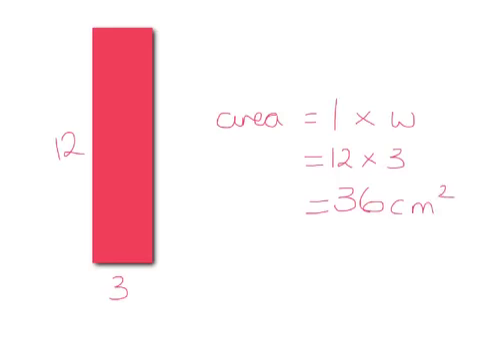Don't forget that this little 2 up here is really important. That means it's a square centimetre rather than a straight centimetre. A square centimetre looks a bit like this. So it's 1 centimetre in every direction and it makes a square shape. A standard centimetre is just a straight line.